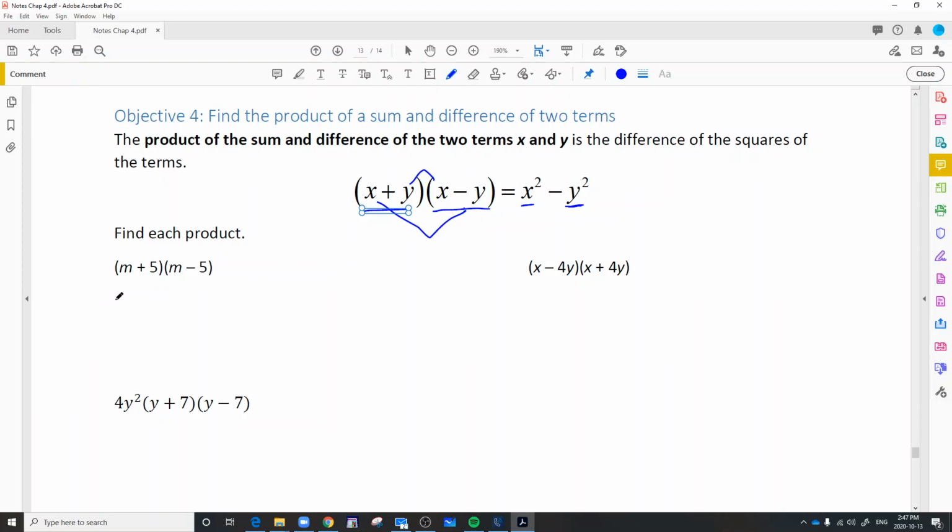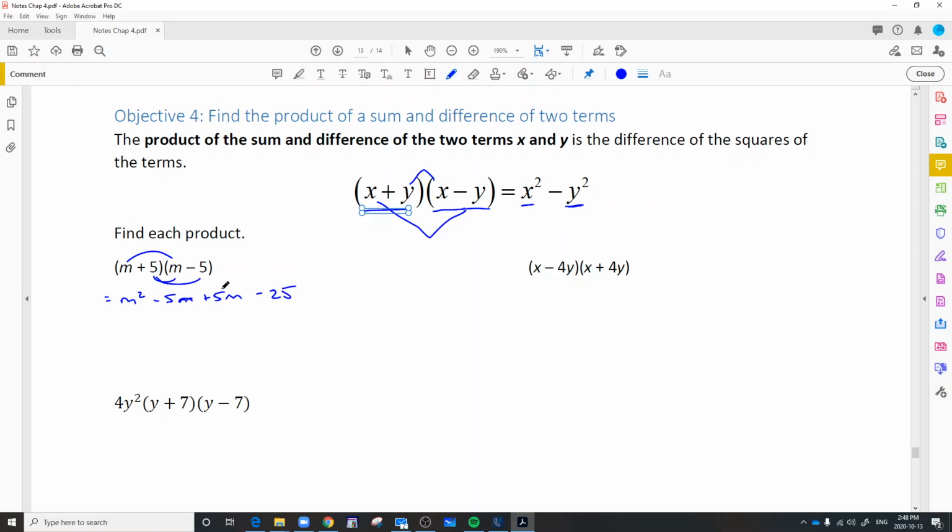But you don't have to know anything for that to happen. So for example, if I see m plus 5 times m minus 5, if I go through and I multiply, I get m times m is m squared. M times negative 5 is negative 5m. 5 times m is plus 5m. And then 5 times negative 5 is negative 25.